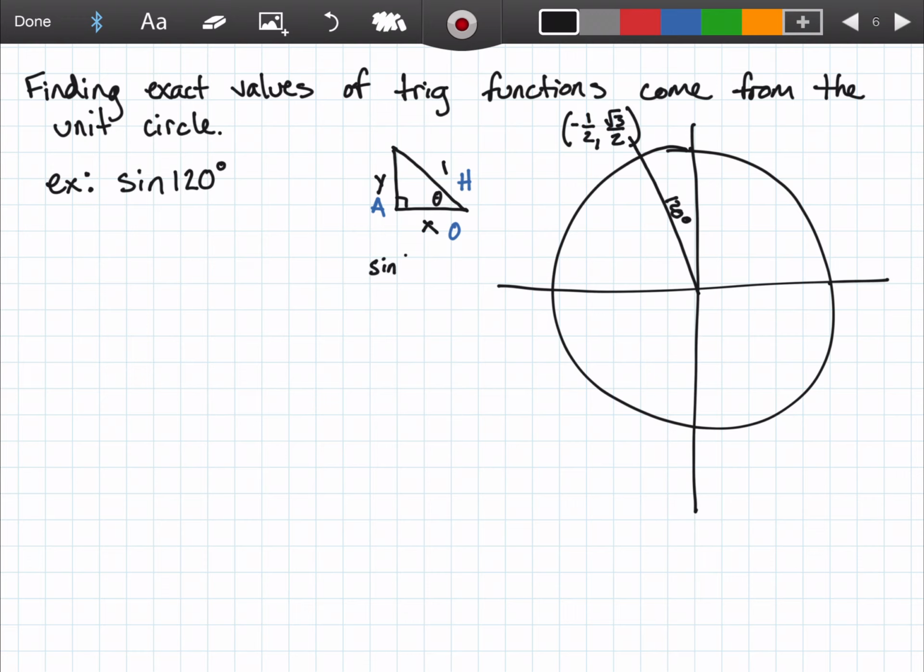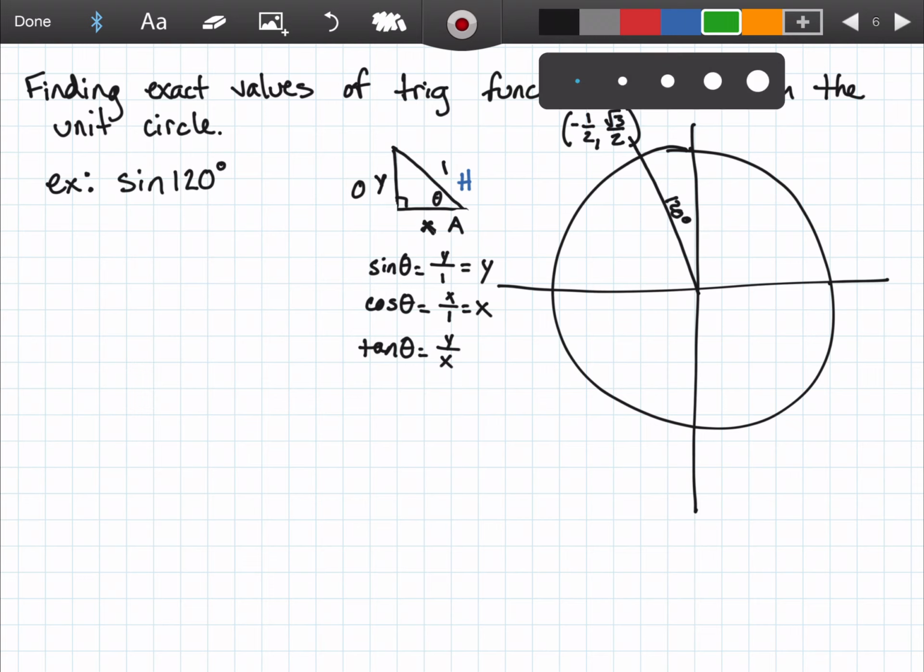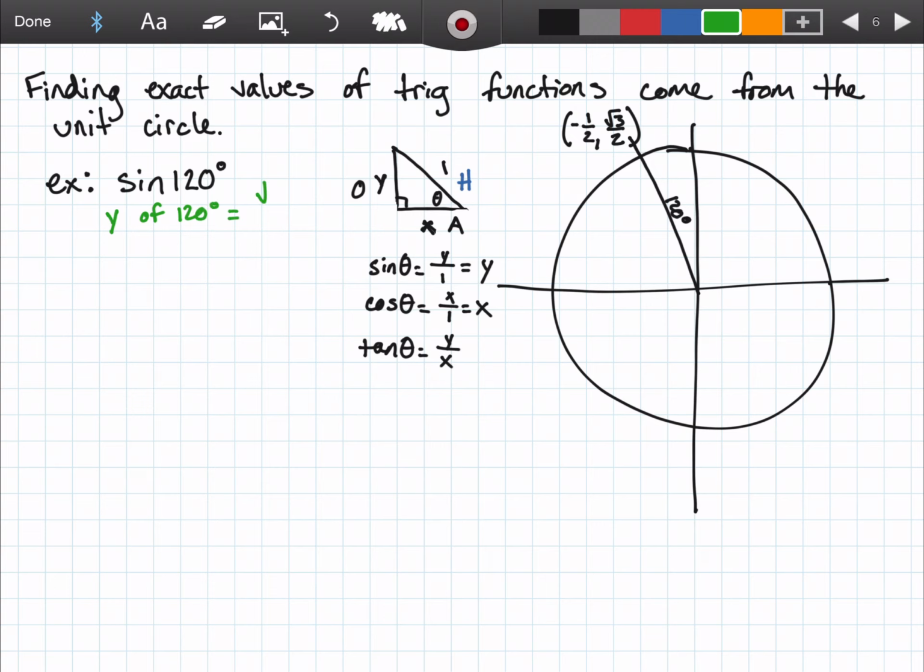I know that sine of theta, if I could label these correctly, wow, pranked ya, adjacent and opposite. Well, sine of theta I know is opposite over hypotenuse, which just simplifies to y. Cosine theta equals adjacent over hypotenuse, simplifies to x, and tangent theta is opposite over adjacent. So if you're asked for sine of 120, this means the y-coordinate at 120 degrees, which is root 3 over 2.